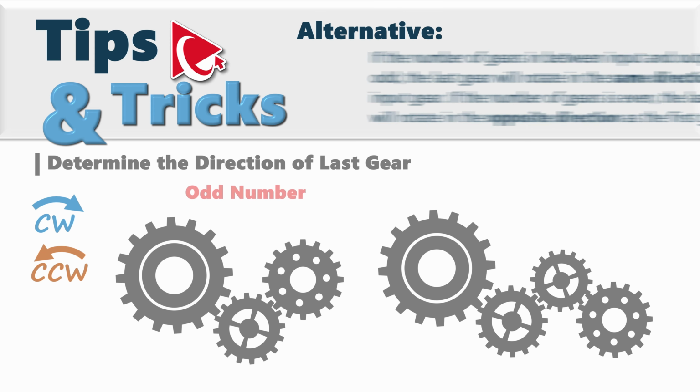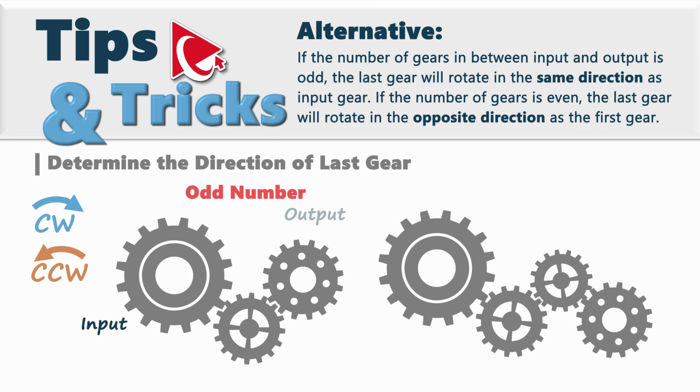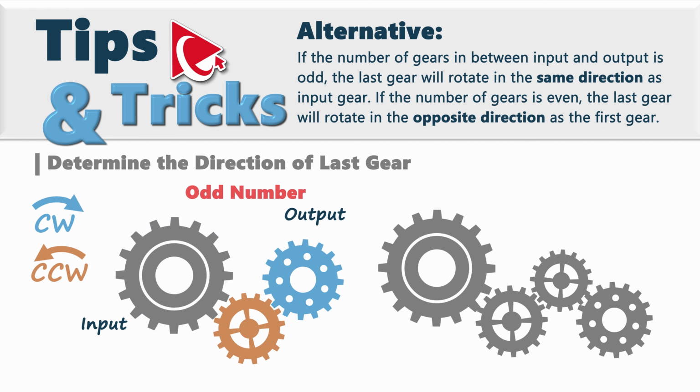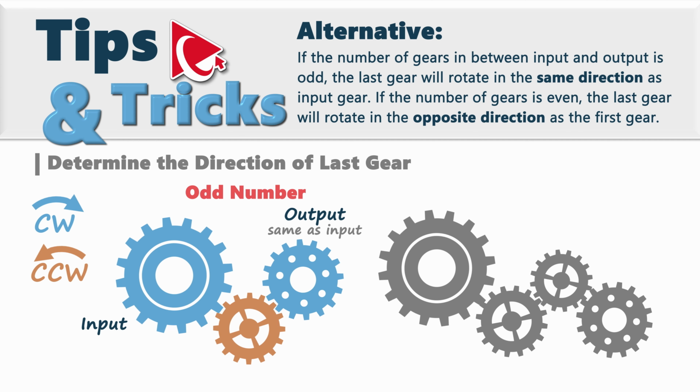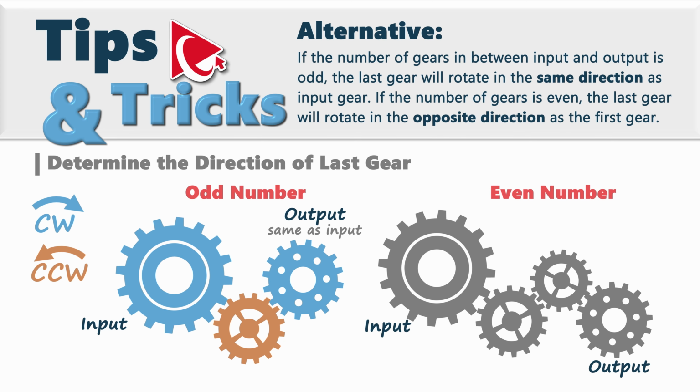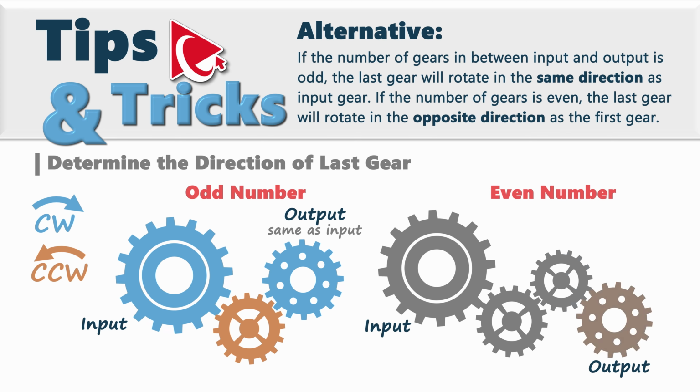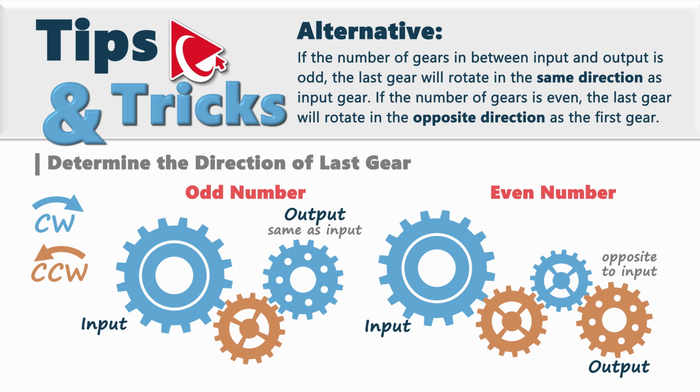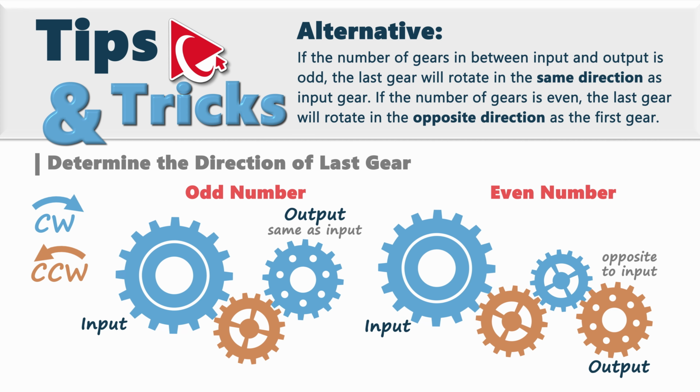Let me show you an alternative way how you can solve it faster. For example, if the number of gears in between input and output is odd, the last gear will rotate in the same direction as the input gear. On the other hand, if the number of gears is even, the last gear will rotate in the opposite direction from the first gear. Let's look at the example.